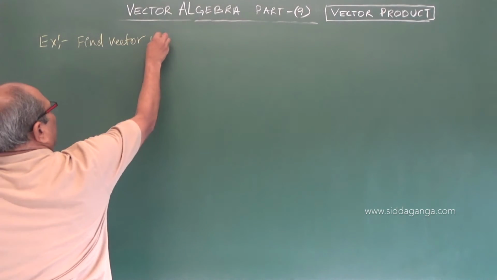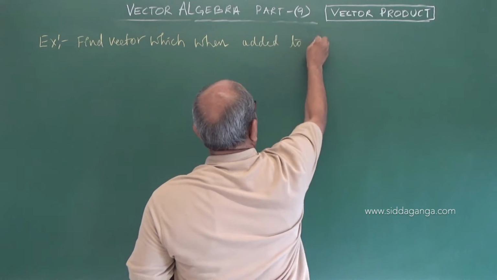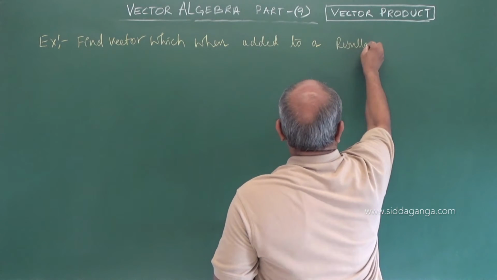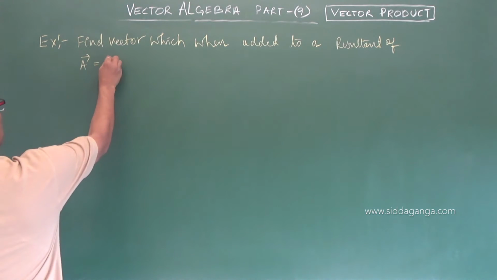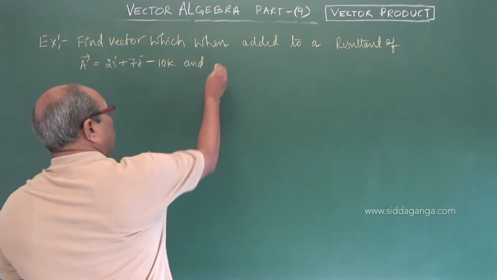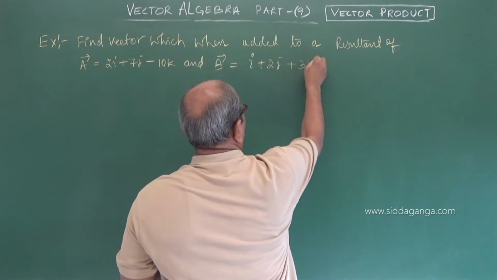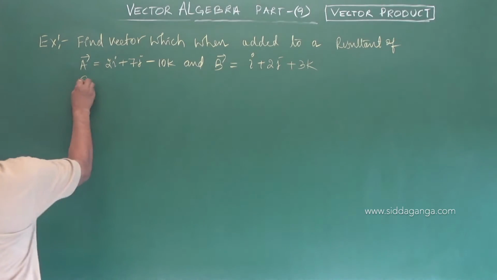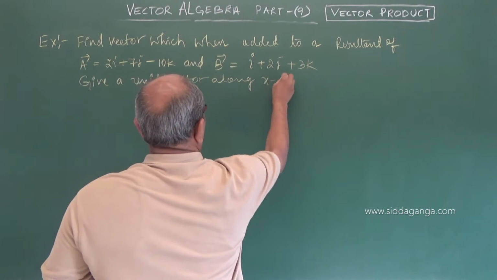So the next example: find a vector which, when added to the resultant of vector A equal to 2i plus 7j minus 10k and vector B equal to i plus 2j plus 3k, gives a unit vector along x-axis.